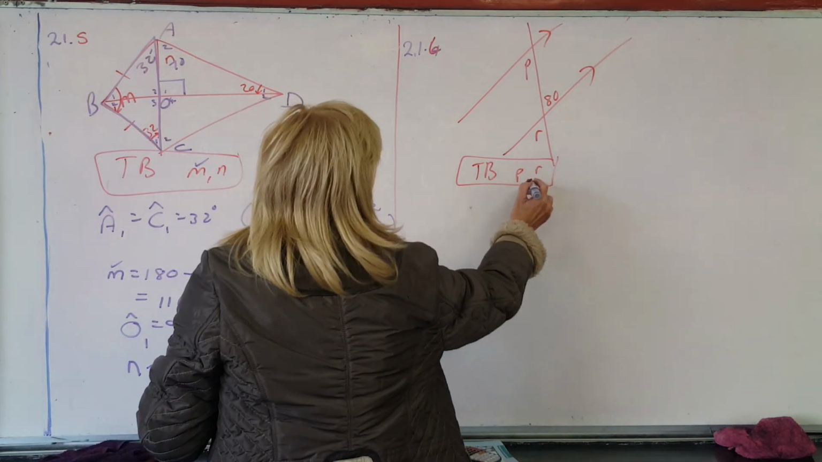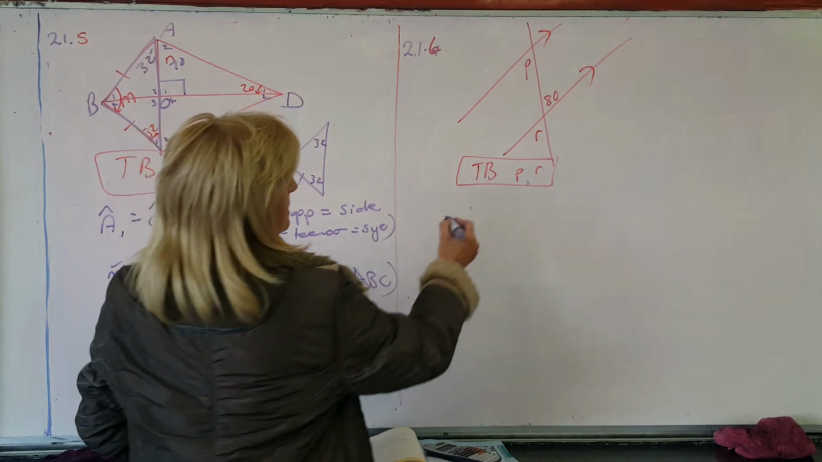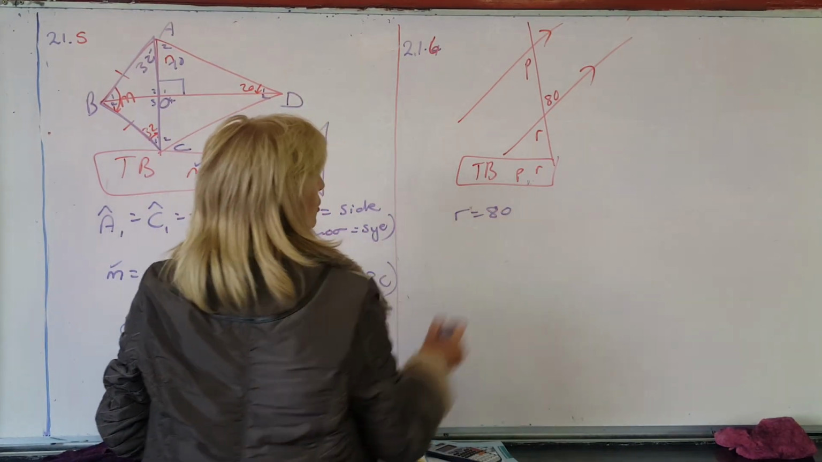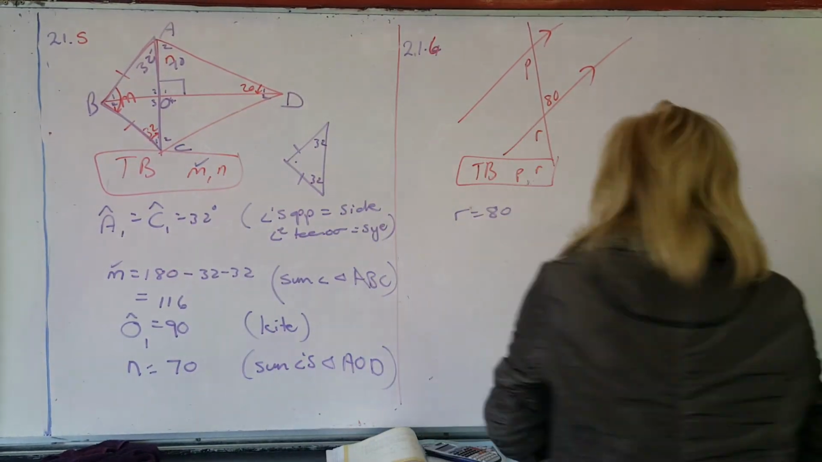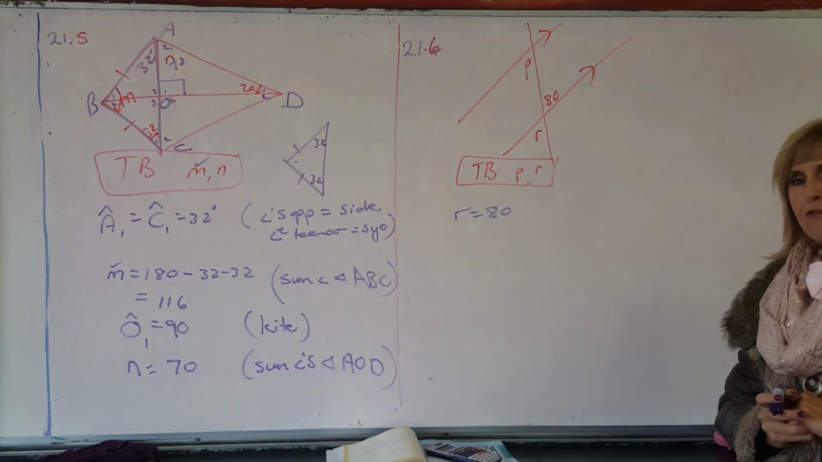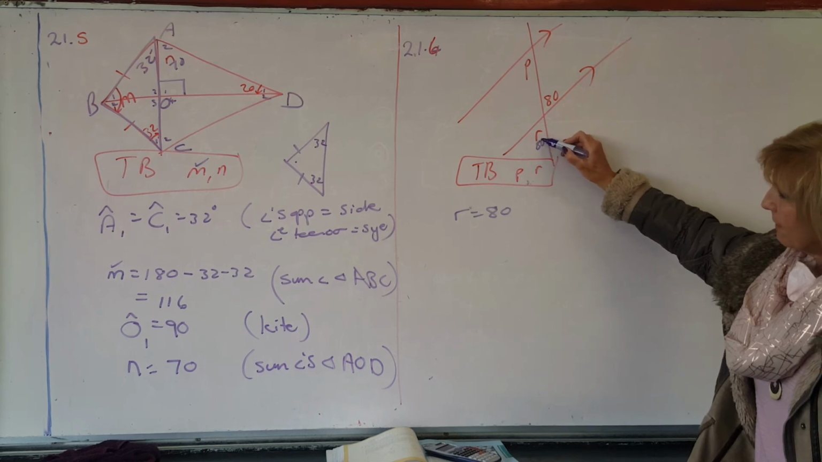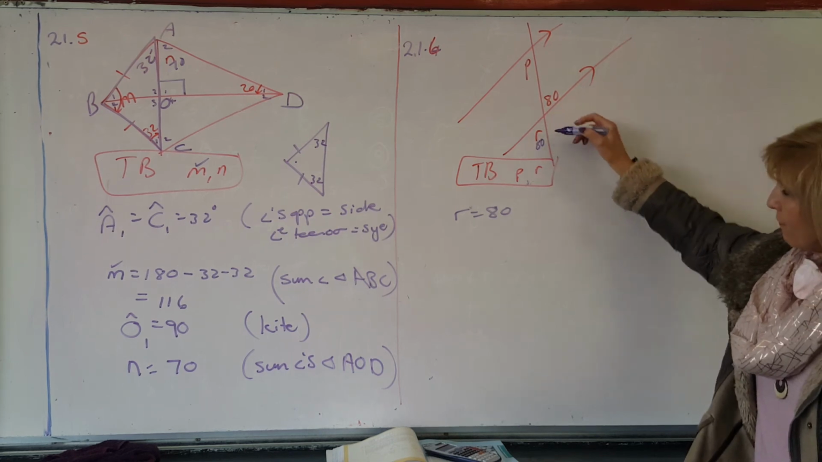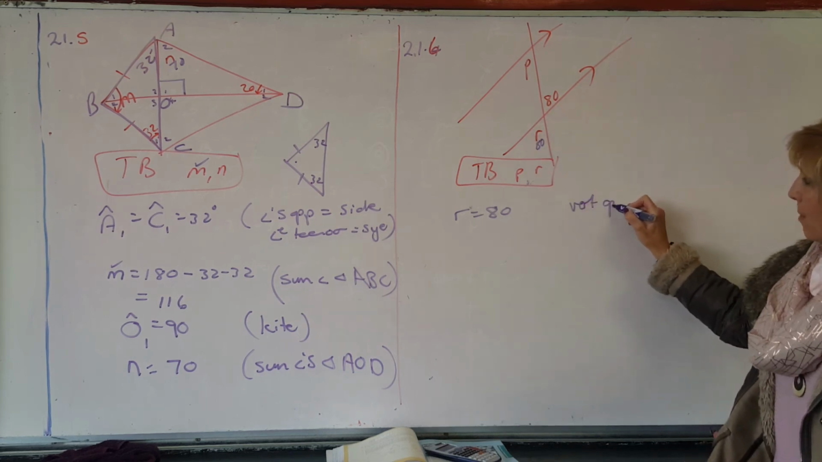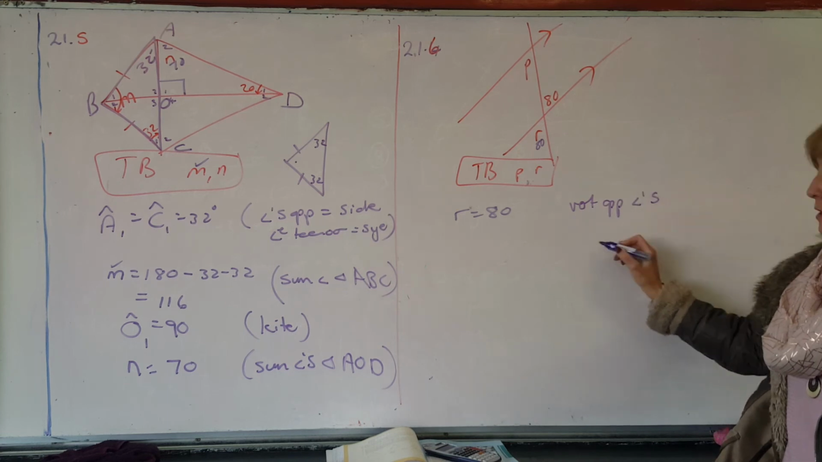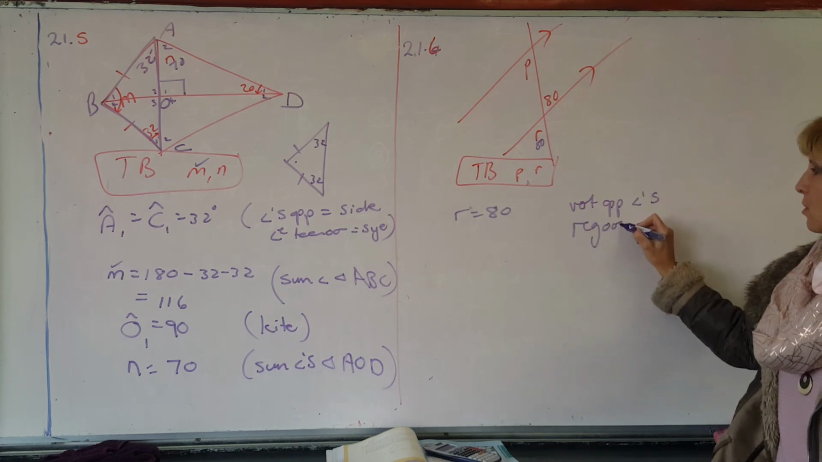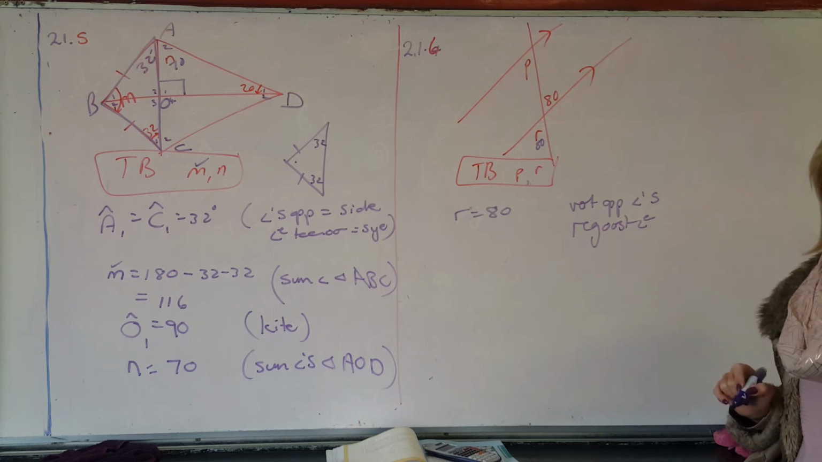You have to get P and R. Eerstens gaan jy vir my sê R is 80. Could I get P first? Yes, you could. Kon ek R eers kry of P eers kry? Ja, jy kan. Maar as ek sê R is 80, wat het ek gebruik? You use the fact that it's vertically opposite angles that are equal. Dis regoor staande hoeke wat gelyk is aan mekaar.